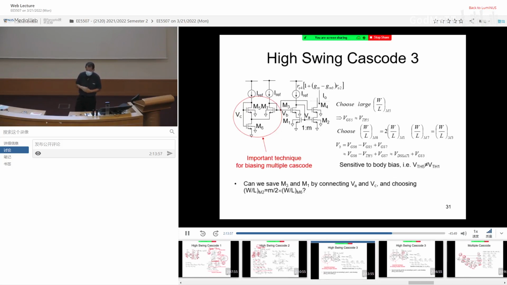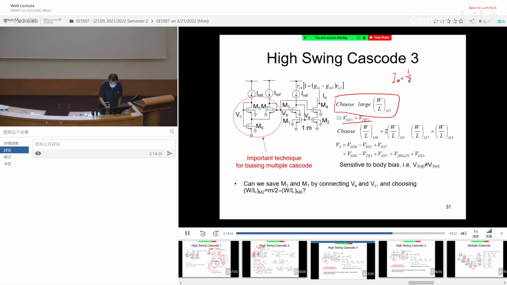So that's why I introduced high swing cascode 3. You don't need a lot of calculation. In fact, it's quite straightforward. You just have to remember one trick. Choose a very large transistor. When you choose a very large transistor, you are going to get VGS equal to VTH. That is quite simple to understand, right?